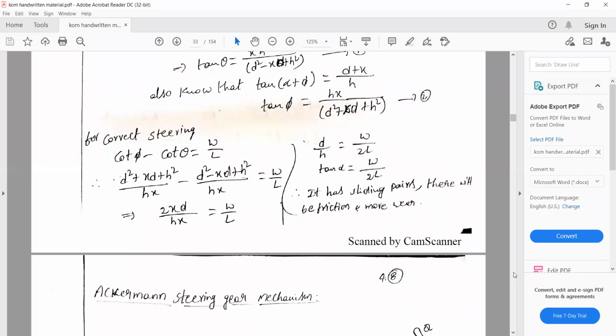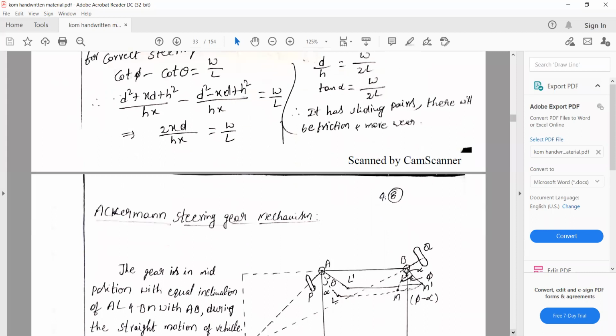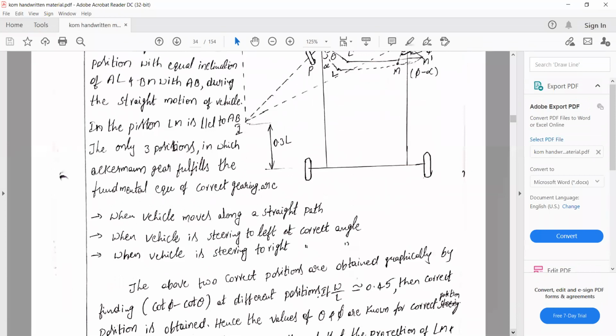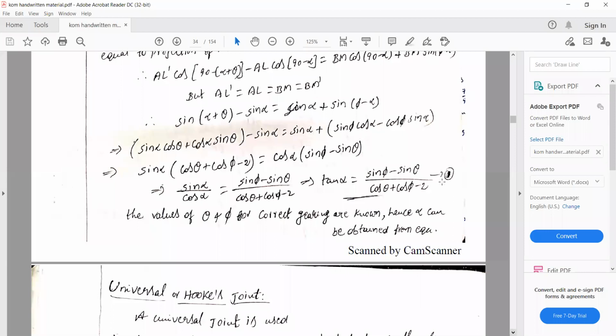In our Davis steering gear mechanism, there is one sliding pair and the other pairs are turning pairs. In the Ackermann steering gear, all are turning pairs. Simply put, a 4-bar type of mechanism occurs in the Ackermann steering gear mechanism. And in this, the tan alpha value is sin phi minus sin theta by cos theta plus cos phi. These are also very important.